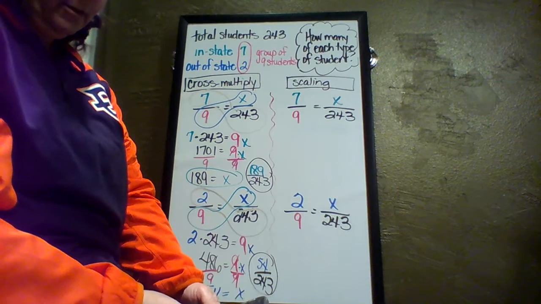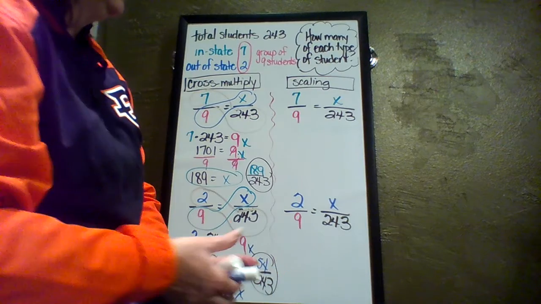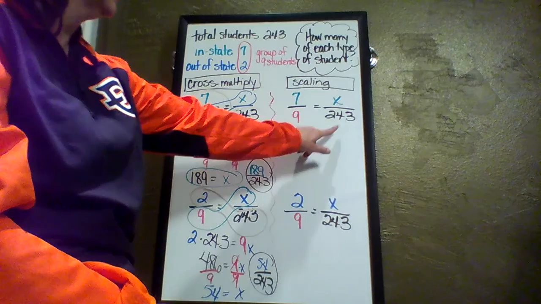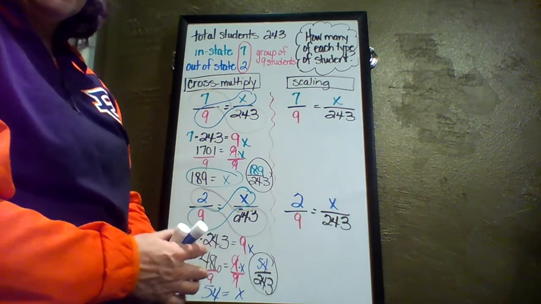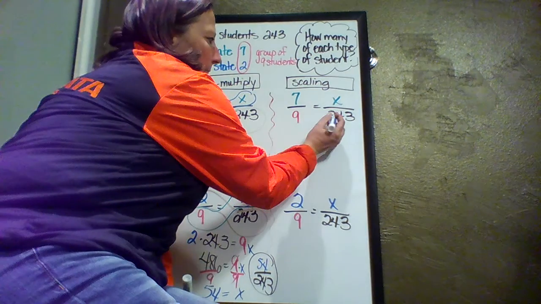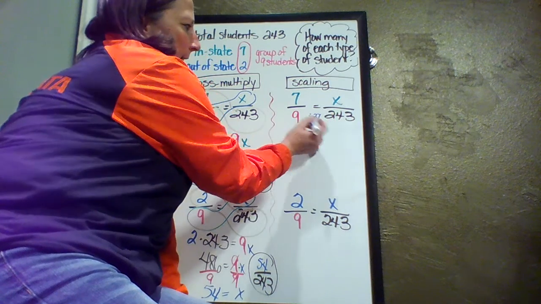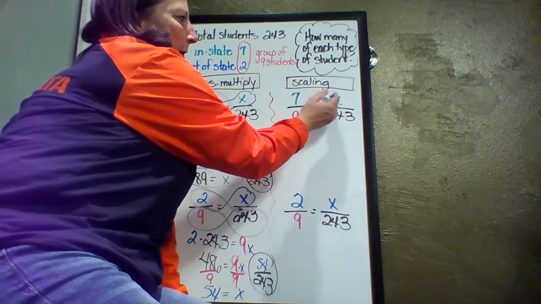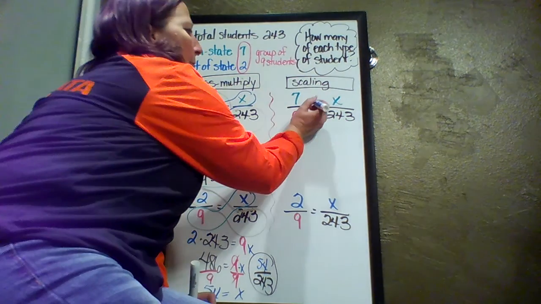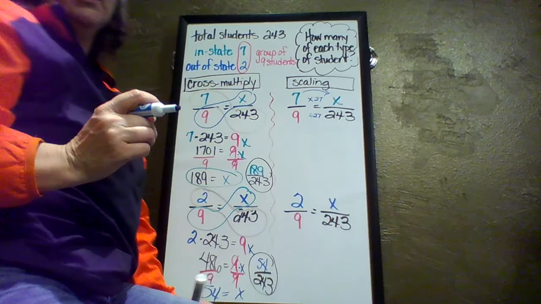Well, I also know that due to the commutative property, I can change the order. 243 divided by 9 is 27. So 243 divided by 27 is 9. If I'm trying to find this number over here using the scaling method, I'm going to multiply by 27 because I'm going to the bigger number.